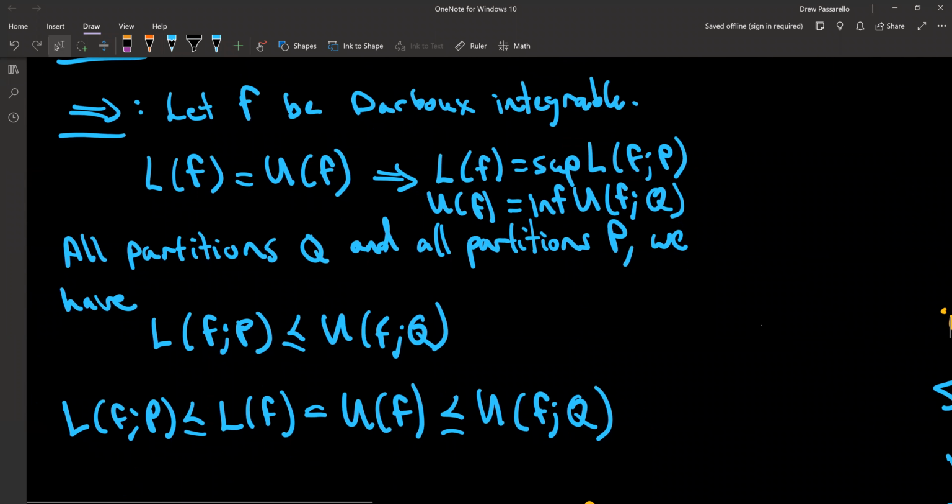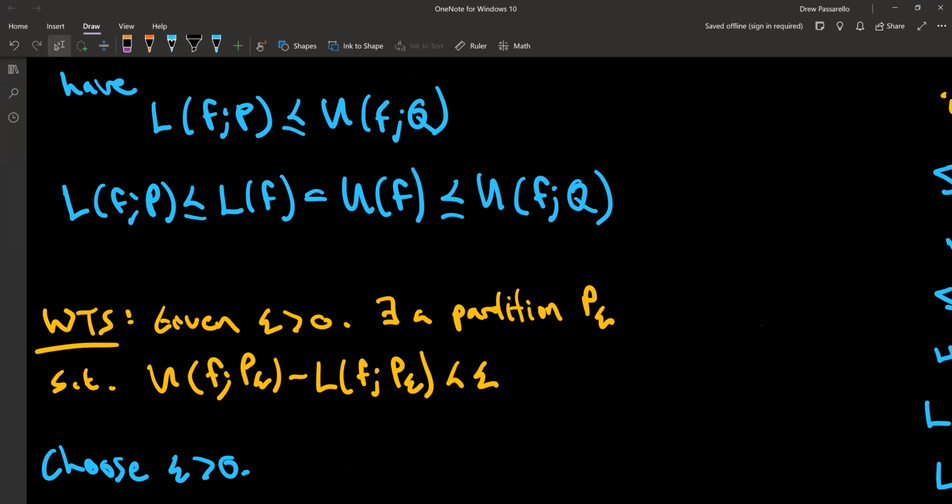So the harder direction, we assumed f was Darboux integrable, which means L of f equals U of f. L of f is the sup of all the lower sums of all partitions P. U of f is the inf of upper sums of all partitions Q. And so I basically wrote down that for all partitions Q and all partitions P, we have lower sums of all partitions P less than or equal to L of f, which is equal to U of f, and that's less than or equal to the upper sums of all partitions Q.